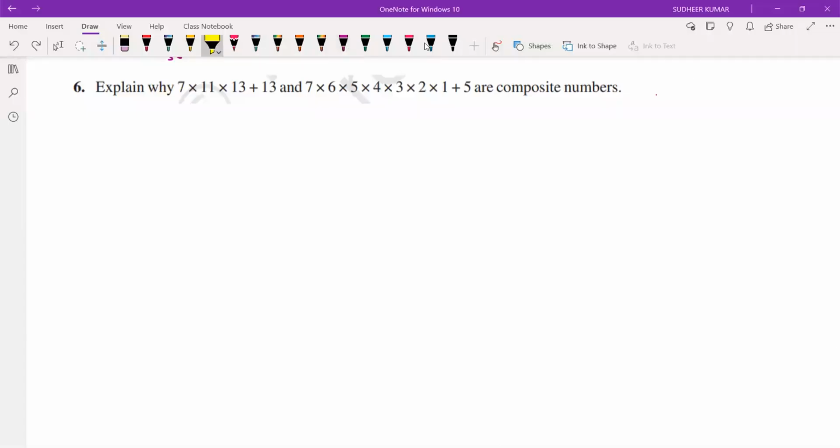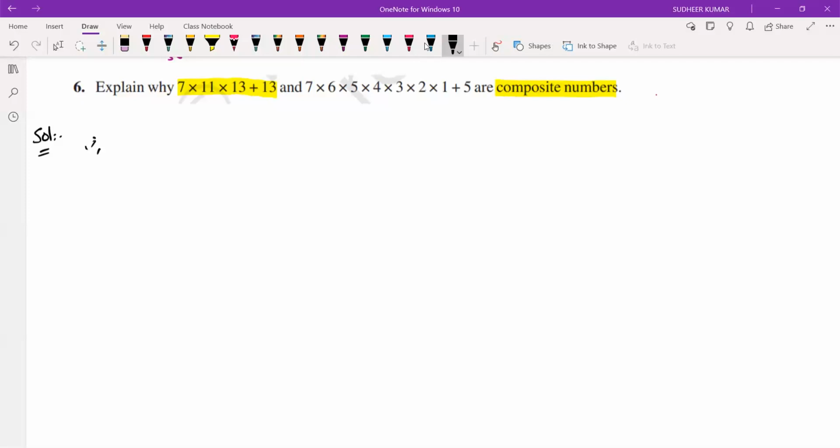So if you see the first one, explain why 7 times 11 times 13 plus 13 is a composite number. What is the definition of a composite number? Sir, a number which has more than 2 factors is called a composite number.